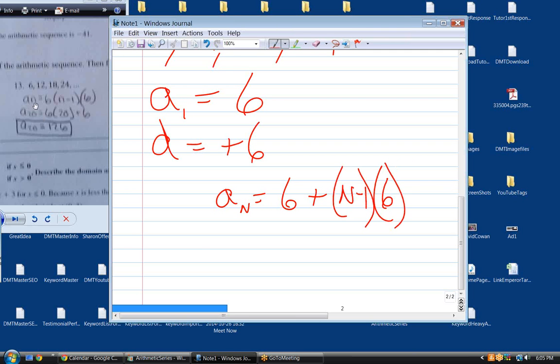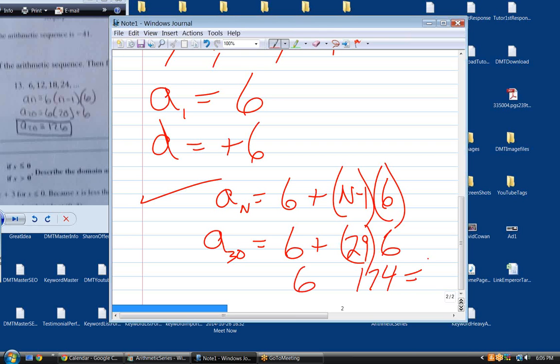So now, what is A sub 30? A of n is equal to 6 plus n minus 1 times 6. I'm saying evaluate this when n is equal to 30. So 6 plus what goes here? 30 minus 1, 29. It's always going to be one less than this. Times 6. Whatever that number results in, it looks like 174 plus 6, 180 maybe.